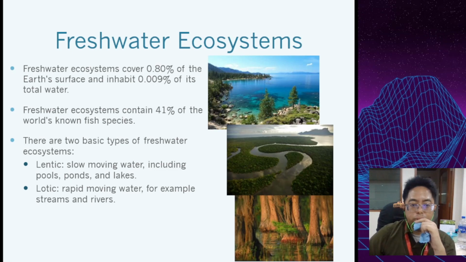So freshwater ecosystems cover 0.80% of Earth's surface and inhabit 0.009% of its total water. And within this freshwater ecosystem, we have 41% of the world's known fish species. So there are two basic types of freshwater ecosystems. One is lentic, slow moving water, and one is lotic, which is rapid moving water.